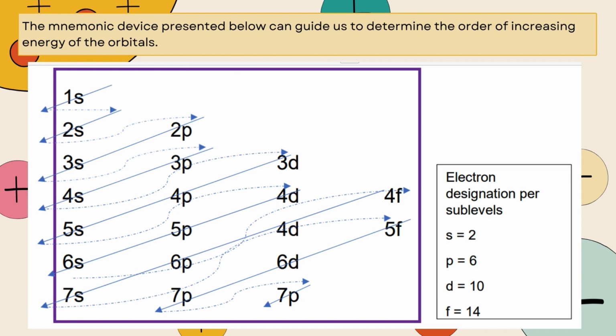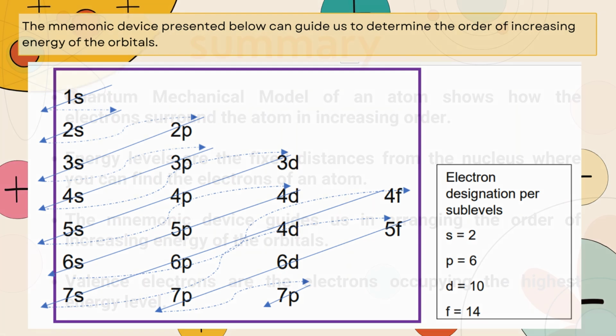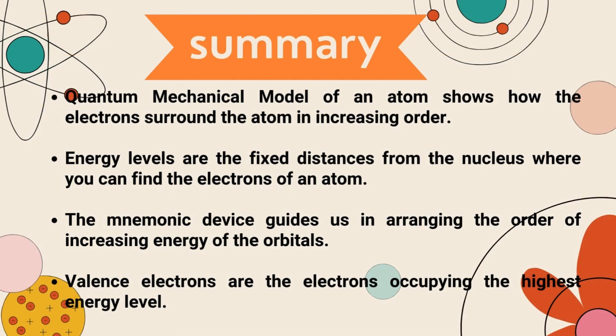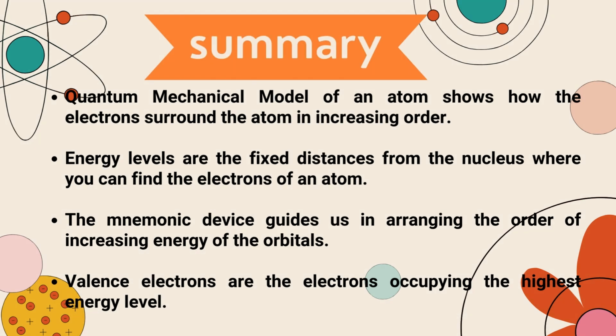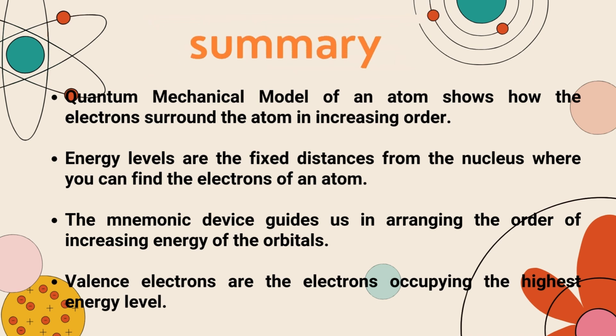The mnemonic device presented below can guide us to determine the order of increasing energy of the orbitals. Therefore, the quantum mechanical model of an atom shows how the electrons surround the atom in increasing order of energy. Energy levels are the fixed distances from the nucleus where you can find the electrons of an atom. The mnemonic device guides us in arranging the order of increasing energy of the orbitals. Valence electrons are the electrons occupying the highest energy level.